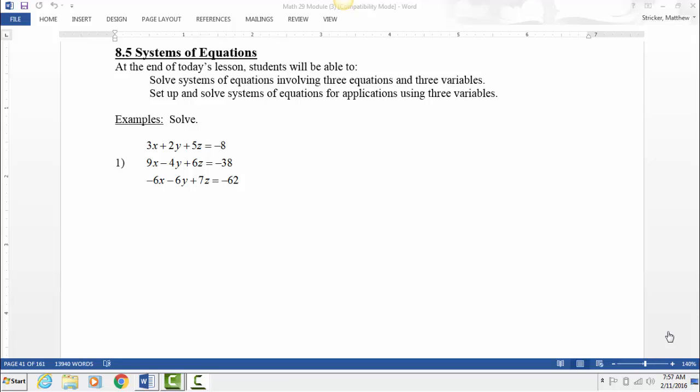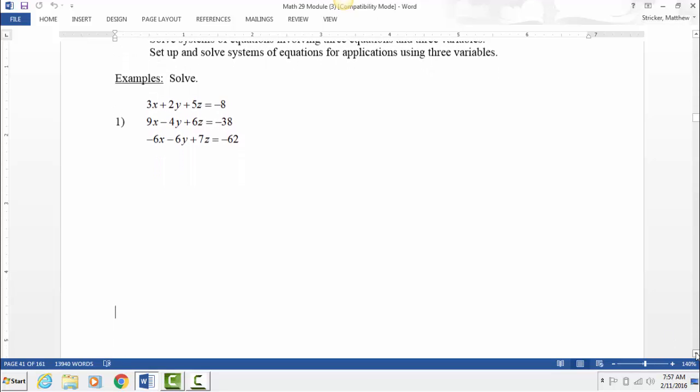This video covers section 8.5, and in it we will learn how to solve systems of equations, now involving 3 equations and 3 variables, and then we will also learn how to set up a system of equations for applications that involve 3 variables. So here's our first example.